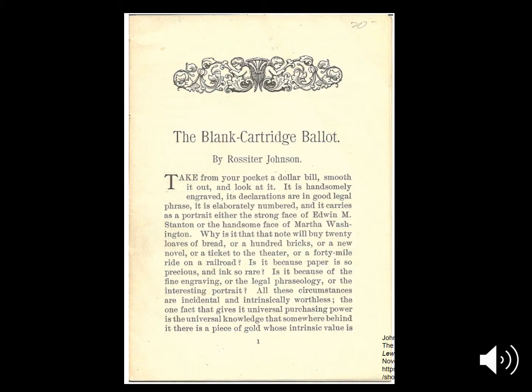This was not a singular argument. It was made over and over again, both by women remonstrants, women opposed to suffrage, but most extensively outlined in Rossiter Johnson's pamphlet, The Blank Cartridge Ballot. The idea was, if you voted, you had to be able to physically enforce the results of your vote, and if you didn't, your vote was just a blank.